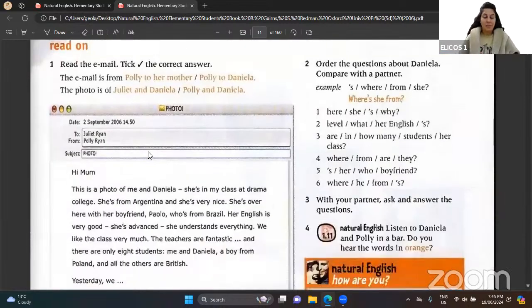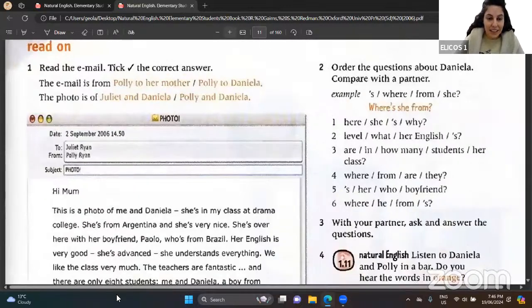So email, we just did that before as well. Writing an email, we talked about the structure and how to make sure that it's presented properly because it makes it look professional. So let's have a read of this email. We could see this email is from Polly to her mother, or is it from Polly to Daniela? And the photo is of Juliet and Daniela, or Polly and Daniela. So let's read and then we'll find out, and then we can answer that question.